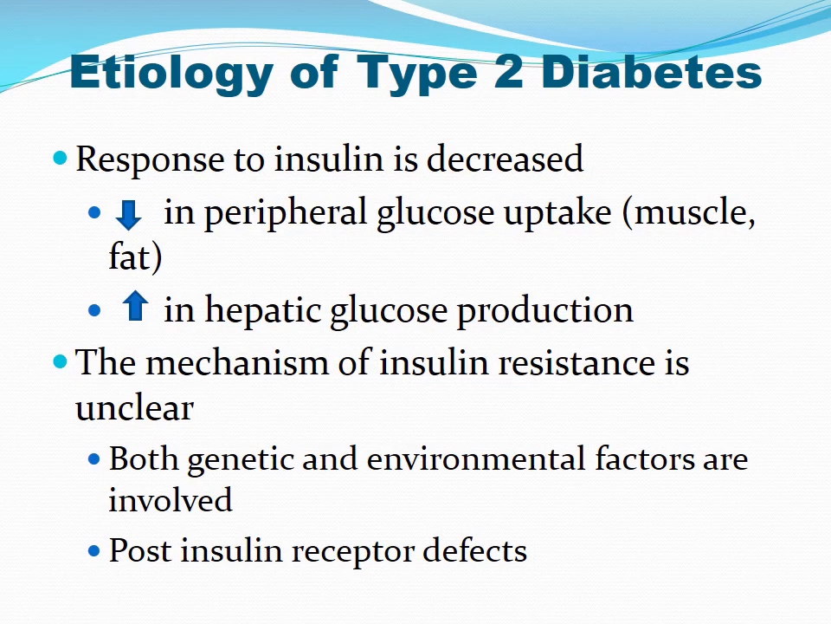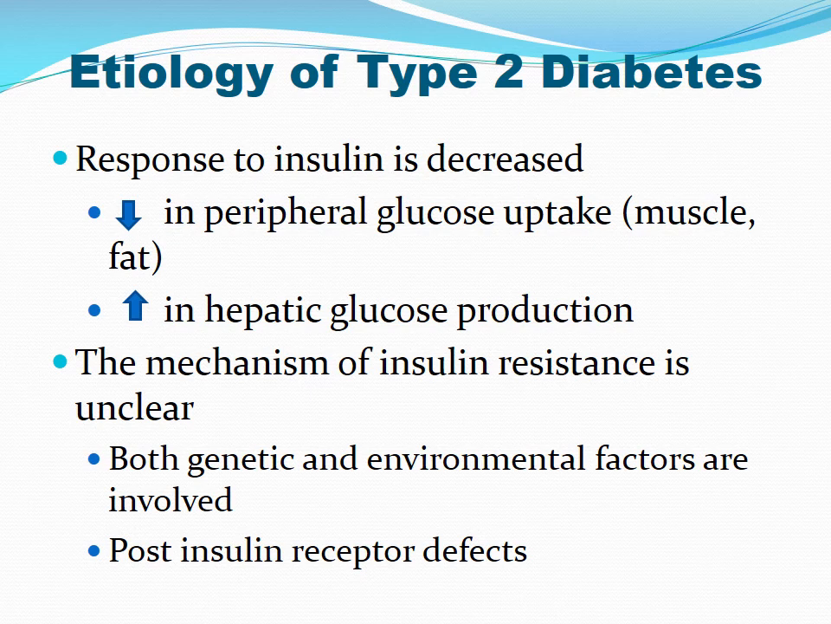Etiology of type 2 diabetes. In type 2 diabetes, response to insulin is decreased, so there is decreased peripheral utilization of glucose in muscle and fat tissue, with, as a result, an increase in hepatic glucose production, because these tissues were unable to take the glucose found in the blood, and the body gets a notice that glucose is not enough to be utilized by muscle and fat.